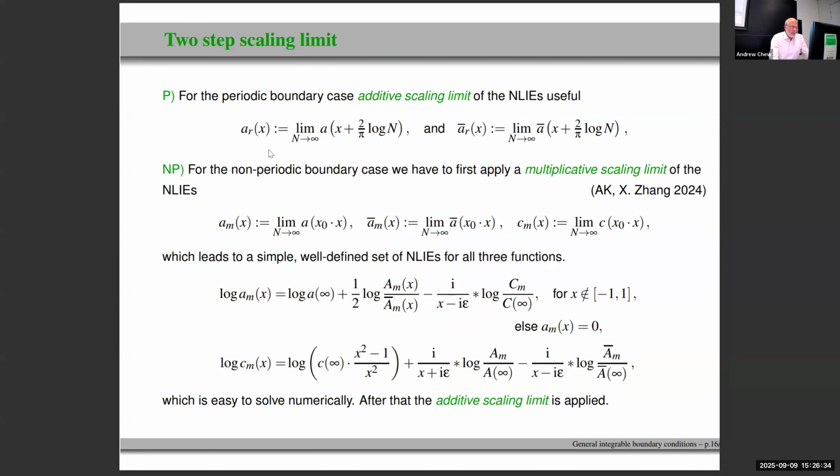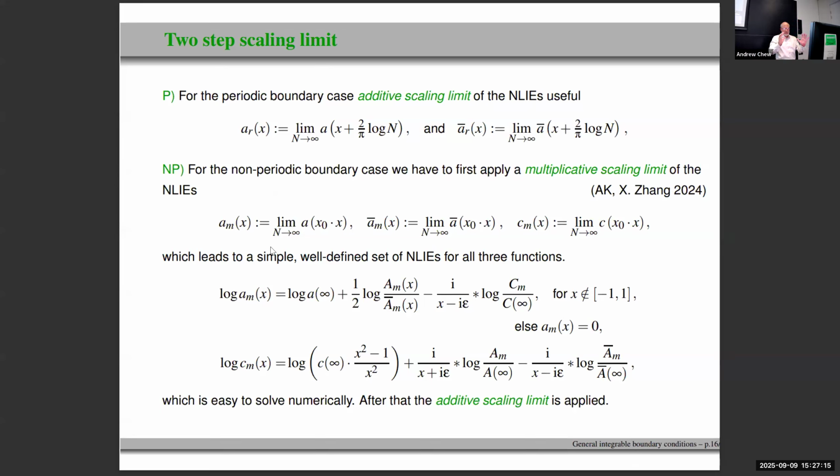Now, what we would love to do is to derive 1 over n corrections. For that, we used to use the additive scaling limit, because the profile of the function log a moves out at a logarithmic n speed, and that gave us access to 1 over n corrections in the periodic case. But when you take these 3 nonlinear integral equations for the non-periodic boundary case, you get nonsense. So as a first step, Xin Zhang and I look at a multiplicative scaling.